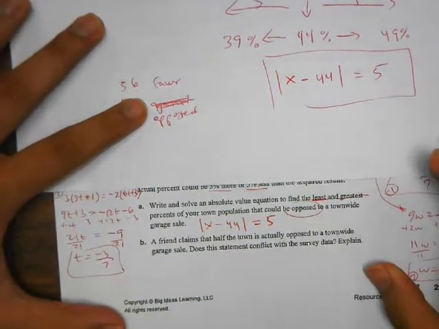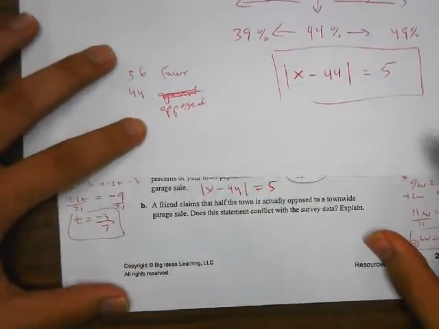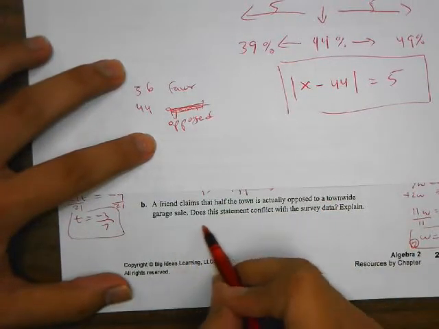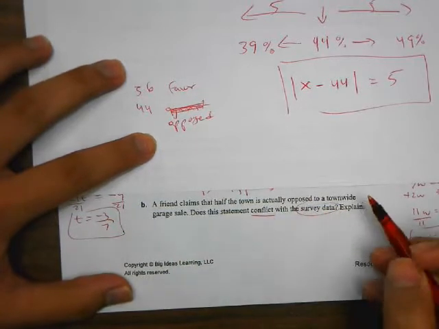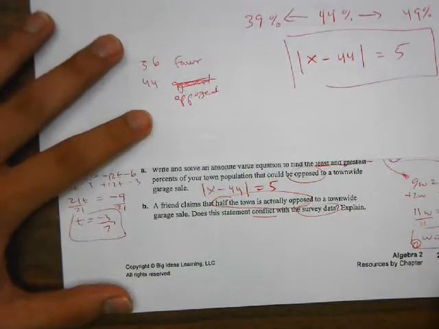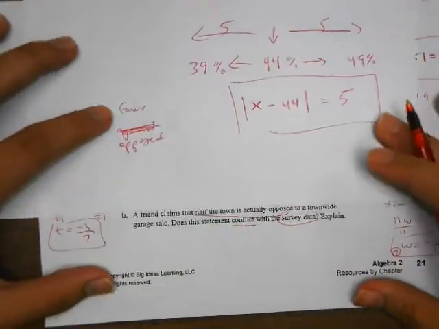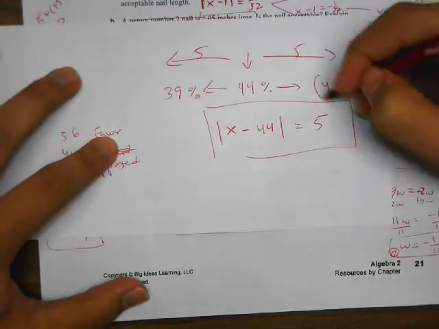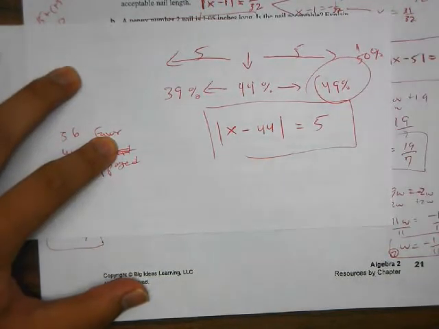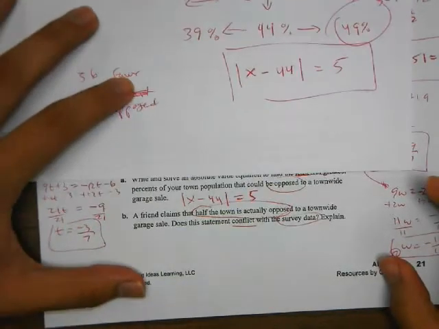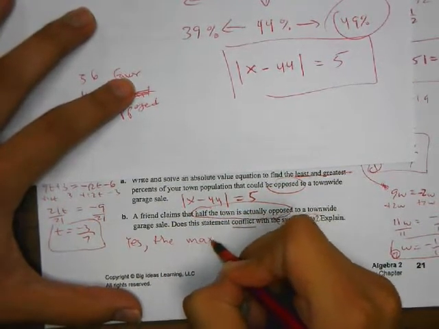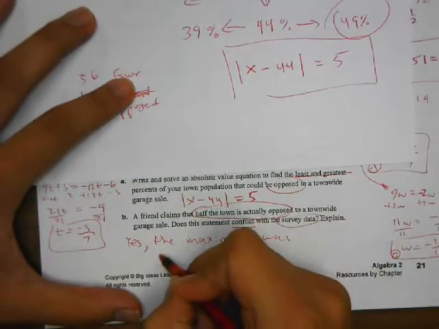Part B has a claim. A friend claimed that half the town is actually opposed to a townwide garage sale. Does this statement conflict with the survey data? So here we say that half the town is actually opposed. So that's 50%. Now, from our range here, we saw that the maximum was actually 49%. 50% is out here. So it does conflict with it. Yes. The maximum was 49%.